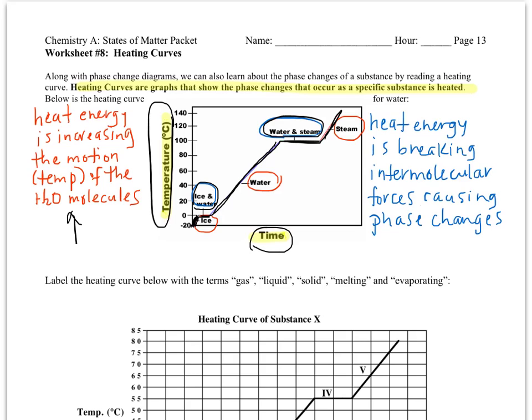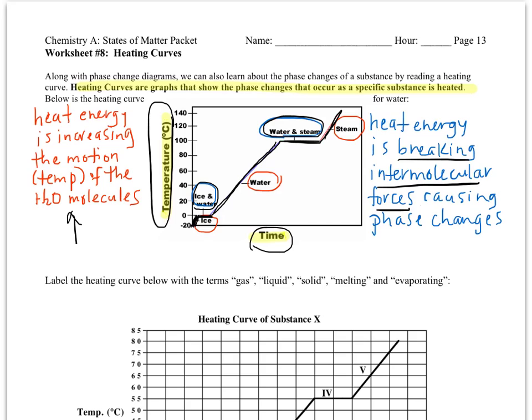Okay, but whenever you get to one of those phase change regions, all of a sudden the heat energy is being used for something different. The heat energy is not increasing the motion of the molecules right there. Instead, the heat energy is all tied up, all busy, breaking the intermolecular forces between those H2O molecules, allowing them to move farther apart and change into water, and then later on in the next phase change into steam.